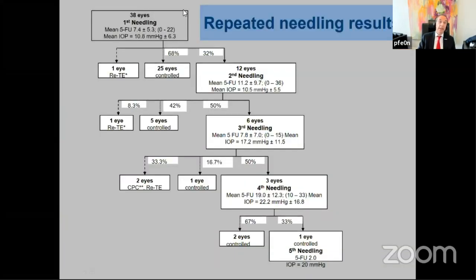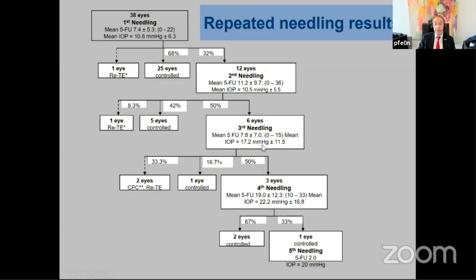What are the results of needling? Well, in my hands, I started with about 40 patients that needed needling. And about two thirds were good after the first one, one third was bad. I did not go on to surgery, to a repeat trabeculectomy, but did a second needling procedure. And again, about half of them were controlled and the other half needed needling.